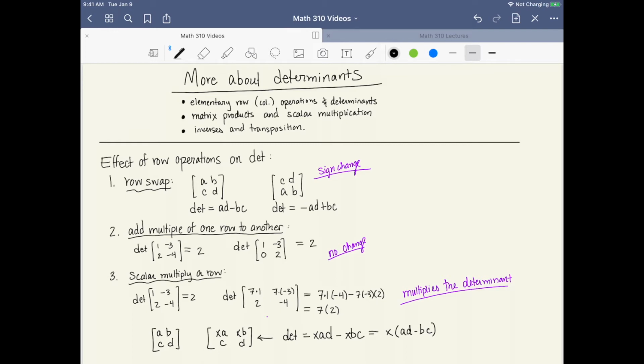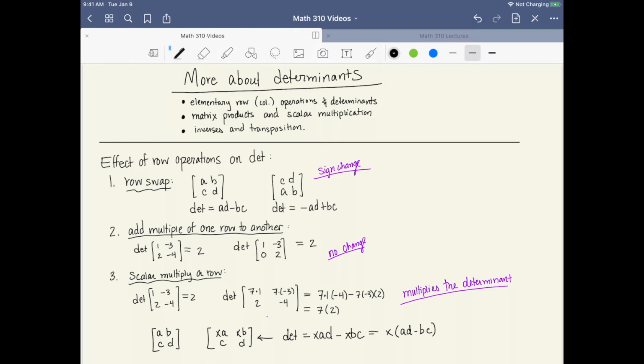And what's really happening here is that the determinant is a linear function of rows and a linear function of columns. And it's that linearity property that means that the determinant will be multiplied by the scalar when we scalar multiply a row or a column. We'll be sure to talk more about linearity in the next lecture. But for now, let's continue going through some facts and properties of determinants that you can use to make your calculations more efficient.